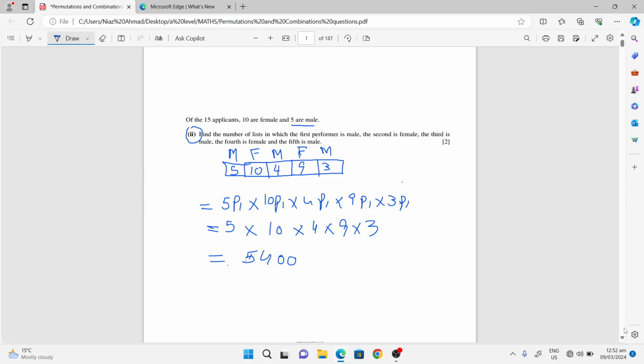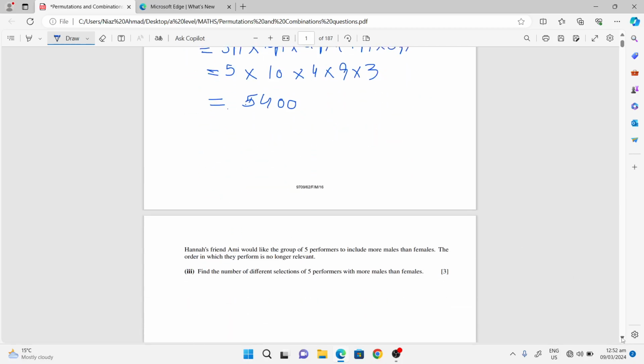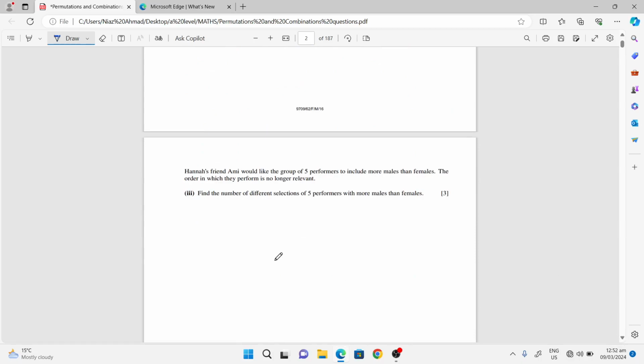So moving to the next part. Here, Hannah's friend Amy would like the group of 5 performers, including both males and females. So here is another condition, but the order in which they perform is no longer relevant. So order does not matter. So it means it is no more permutations now.